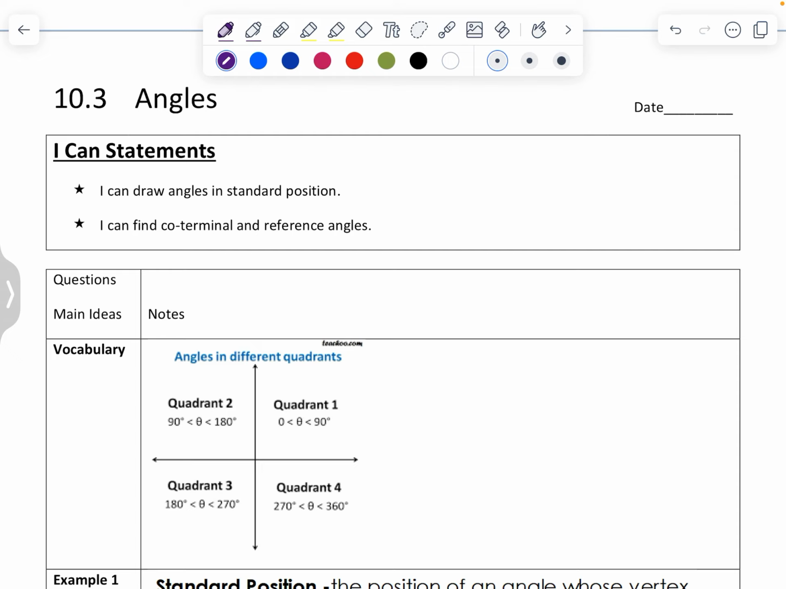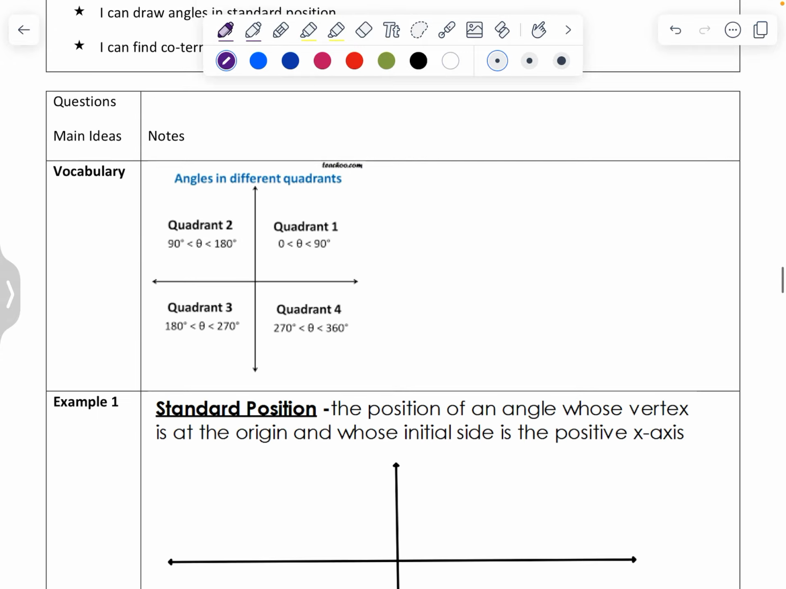Today we're going to get into angles. We're going to learn how to draw angles in standard position and then find coterminal and reference angles. So we're really getting into some trig stuff outside of geometry trig.